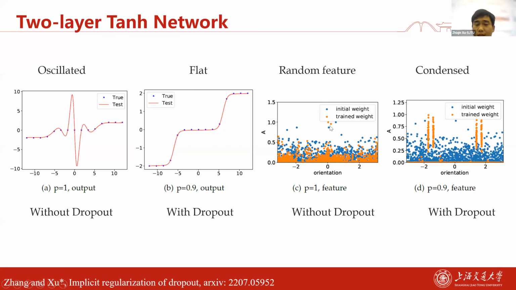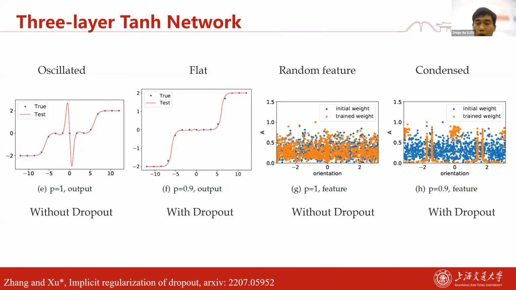If you look at this feature distribution, this X is the orientation of the input, and this Y is the amplitude of each neuron. Without dropout, it's very similar to the linear regime. However, with dropout, you can see the distribution after training condensed at a few orientations, meaning it condensed very well. For three-layer neural networks, we can get a very similar result. You can also get a condensed result and quite a flattened result.